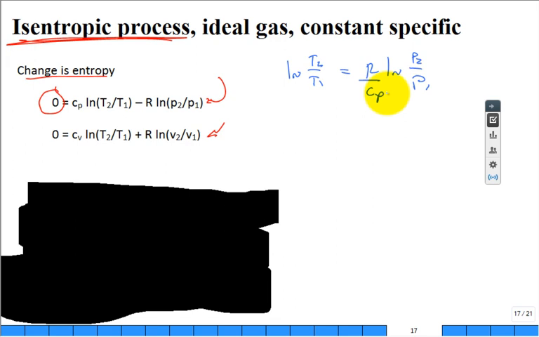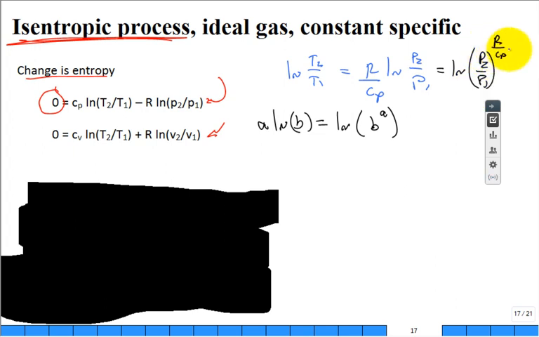Does that make sense? And then I can use this long lost rule that A times the natural log of B is equal to the natural log of B raised to the power A. Is that true? So this is equal to the natural log of P2 over P1 raised to the power R over C sub P. Now I have the natural log on both sides. What am I itching to do? I'm going to exponentiate both sides. When I exponentiate both sides, you get T2 over T1 is equal to P2 over P1 to the R over C sub P.